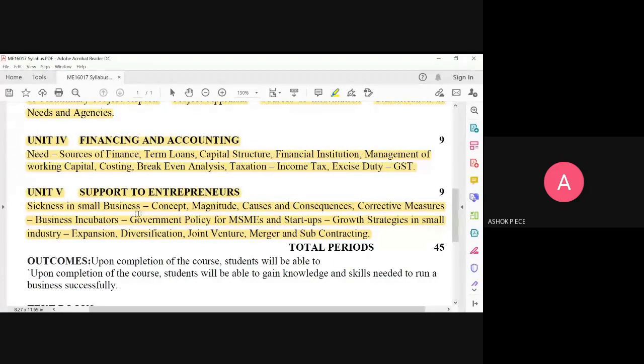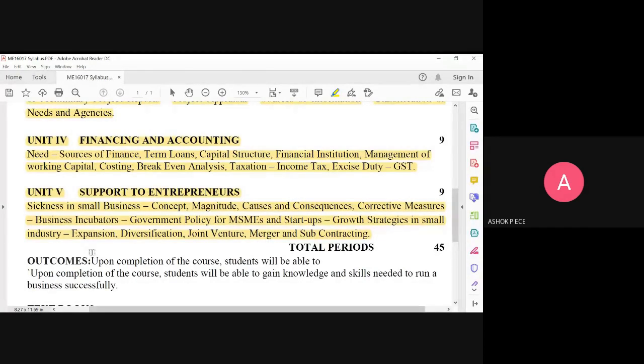Incubators. Incubators are organizations which are going to help you to start a new business or a company. Government policies for MSME and startup. So what is the government policy for MSME and startup? Growth strategies in small industry: expansion, diversification, joint venture, merger, and subcontracting.